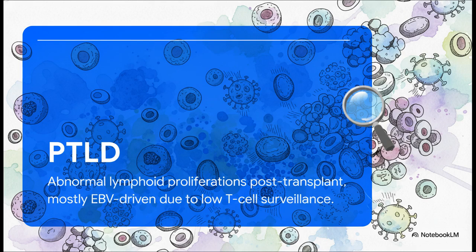And the absolutely crucial point to grasp here is that PTLD isn't just one single disease. It actually represents an entire spectrum of abnormal lymphoid proliferations. Clinically, we classify this spectrum into four main buckets. You've got non-destructive hyperplasias, polymorphic PTLD, monomorphic PTLD, which includes those really aggressive diffuse large B-cell lymphomas, and finally, the rare classical Hodgkin lymphoma-like PTLD. And in the vast majority of cases across this whole spectrum, the puppet master pulling the strings is the Epstein-Barr virus, just totally taking advantage of a weakened immune system.